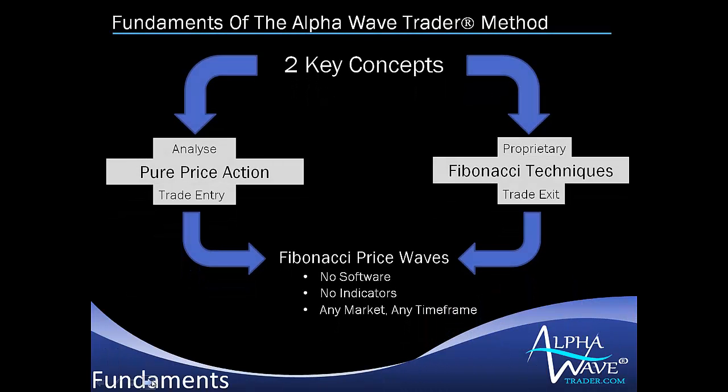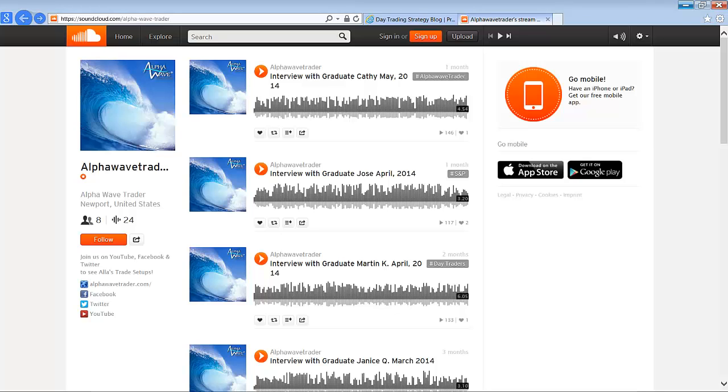So this is what we teach in the course: pure price for entry and Fibonacci for exit. No software, no indicators, any instrument, any time frame. Currently in the course we have a couple of forex traders, options traders and stock traders. In group sessions, everything we teach is only on S&P and oil. In private mentoring, we work with your instrument and your time frame. That's it. So that's all there is, guys.